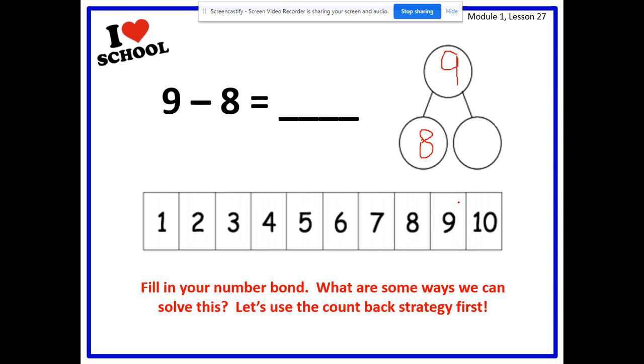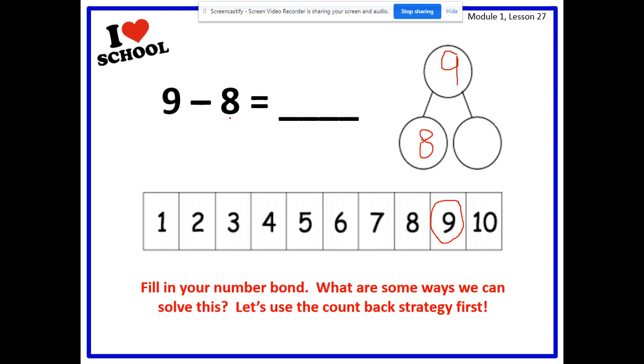We have 9 here in our number path. Should we hop back to count back or forward? Get ready. Yes, we should count back. How many times will we count back? Get ready.